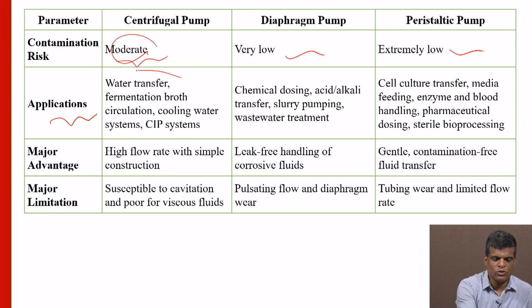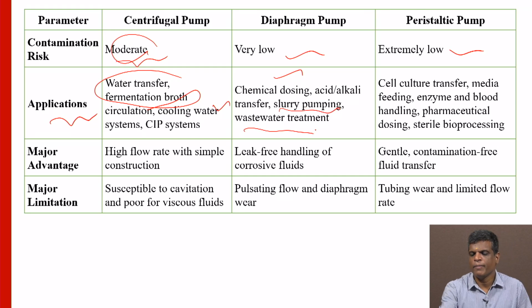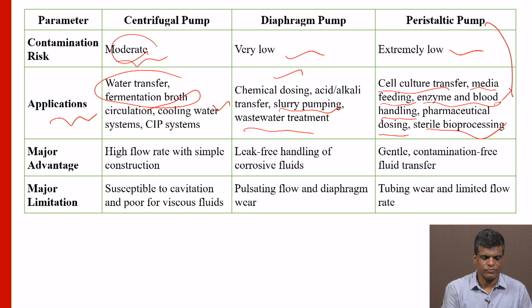For applications, the centrifugal pump we will always use in fermentation process circulation and cooling water systems. The diaphragm pump is always used for chemical dosing, slurry pumping, and wastewater treatment. But the peristaltic pump we will use for cell culture transfer, media feeding, enzyme and blood handling, pharmaceutical dosing, and sterile bioprocessing, mostly used for the peristaltic pump here.